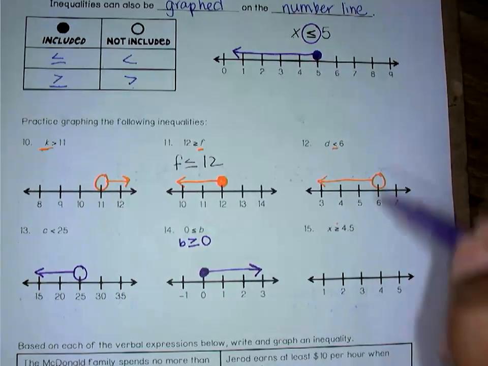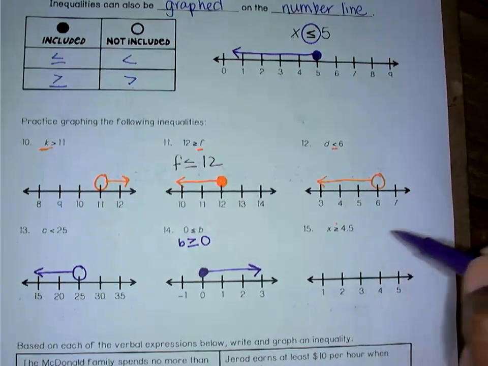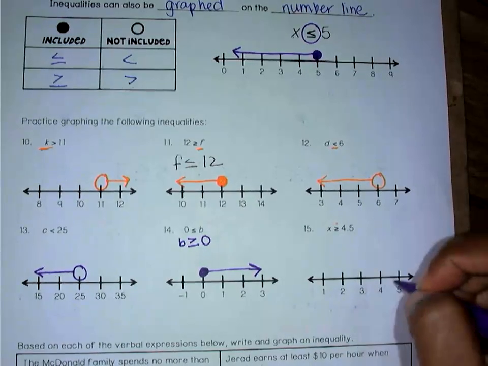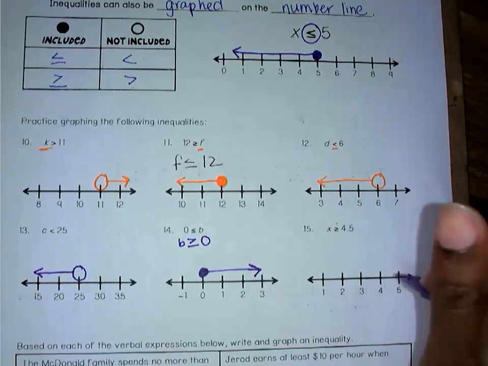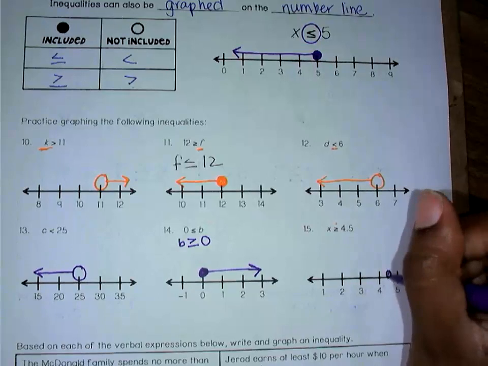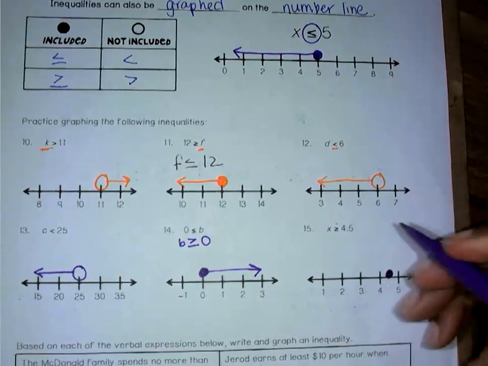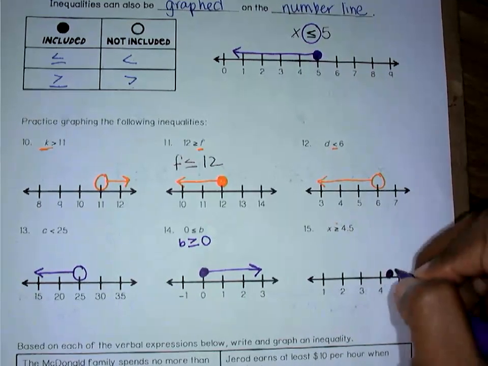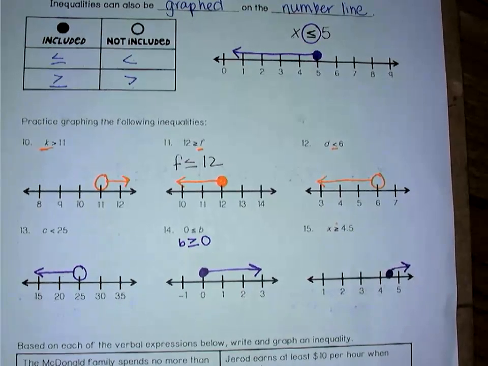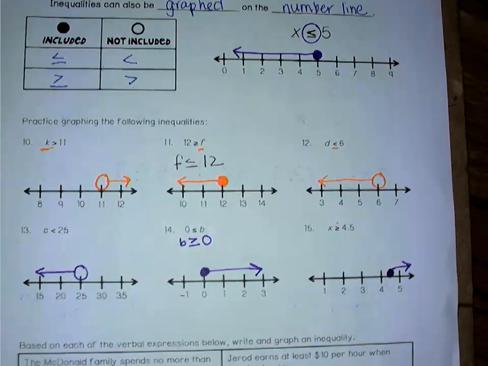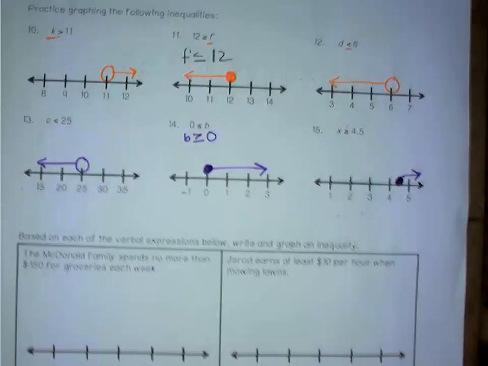15 says X is greater than or equal to 4.5. I know my circle's going to be closed. Now 4.5 isn't listed on here, but it's in between the 4 and the 5. It's going to be closed, and it says that it's greater than or equal to, and it's going this way. And that was all there was to graphing an inequality on a number line. Now on the bottom, let's see if I can pull it.